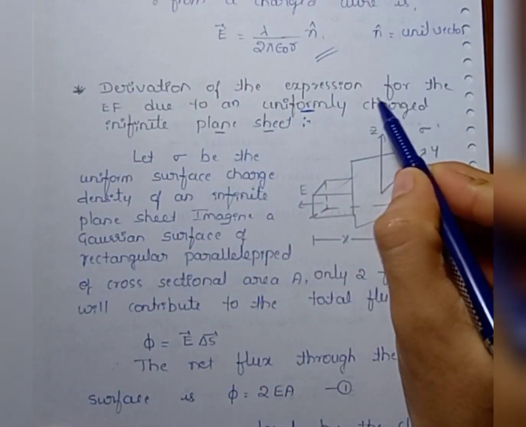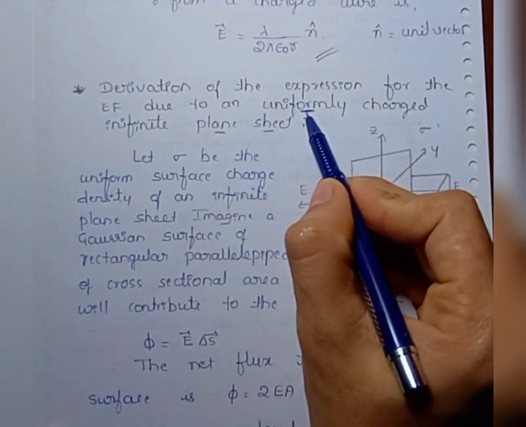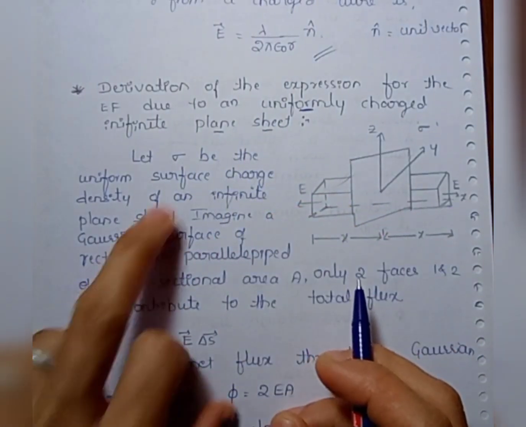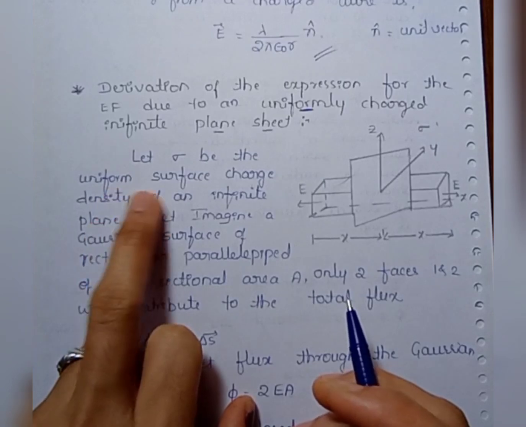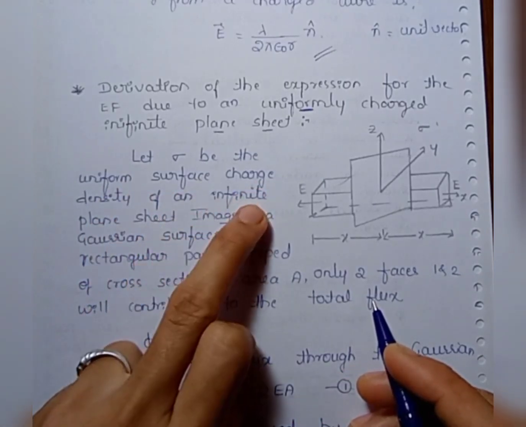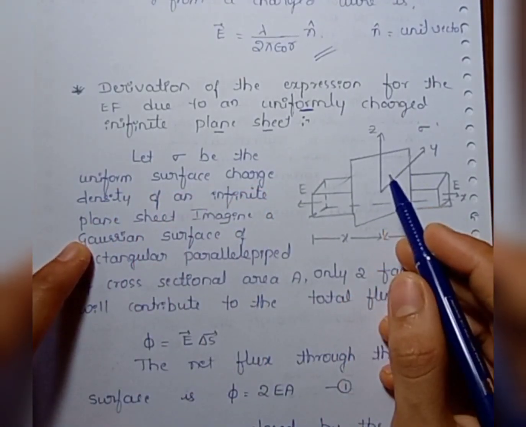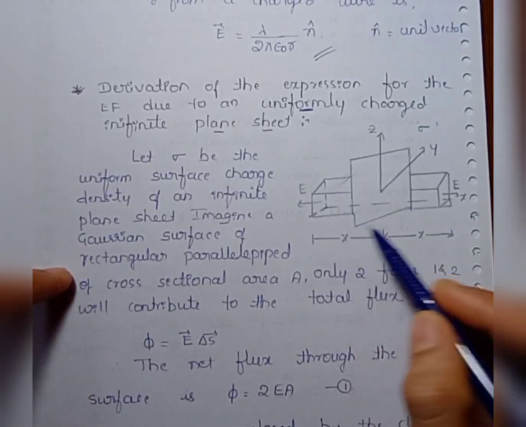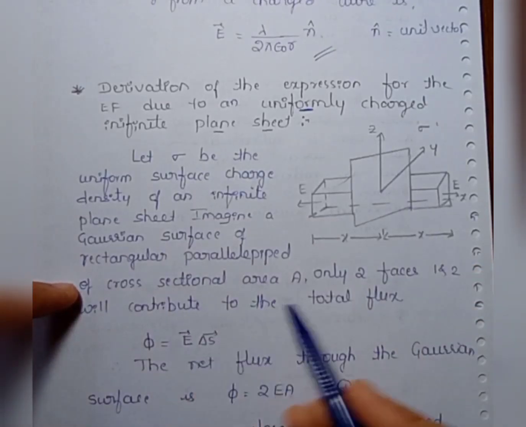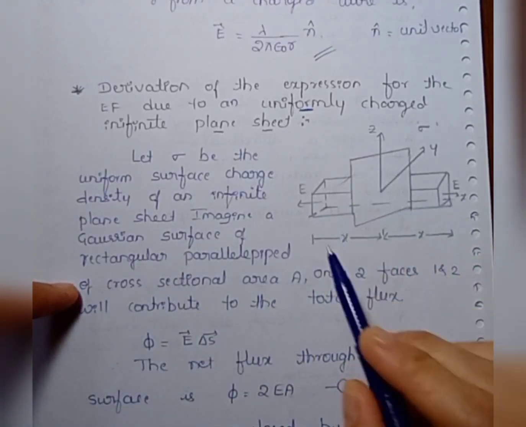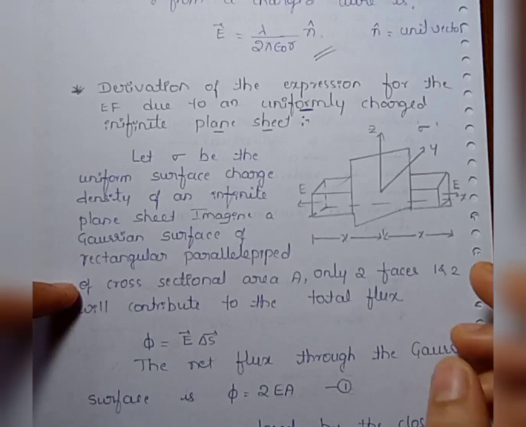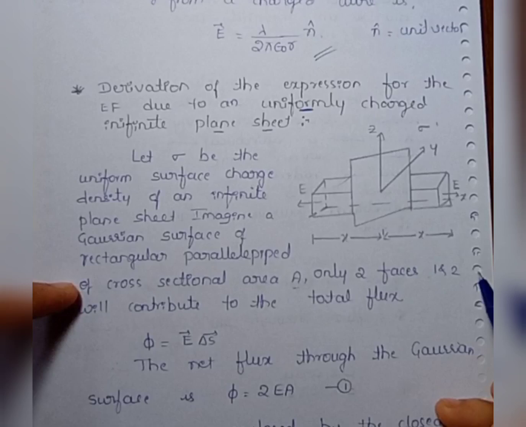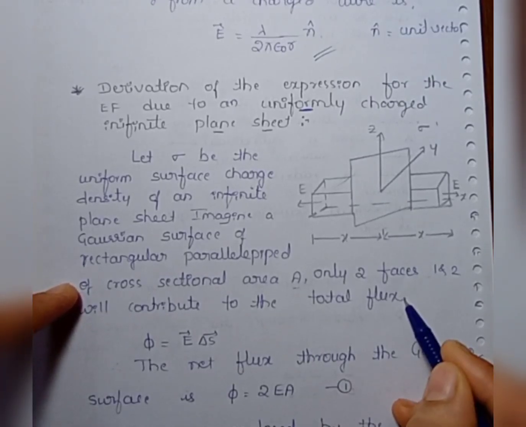Next one is the derivation of the expression for the electric field due to a uniformly charged infinite plane sheet. Let us consider sigma, the uniform surface charge density of an infinite plane sheet. Let's imagine a Gaussian surface of a rectangular parallelepiped of cross-sectional area A. That is the Gaussian surface, and only 2 faces, 1 and 2, will contribute to the total flux.